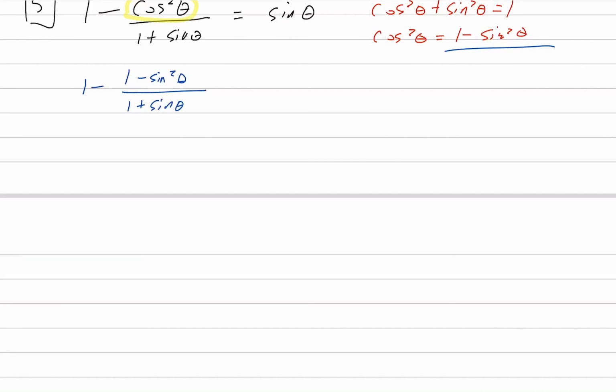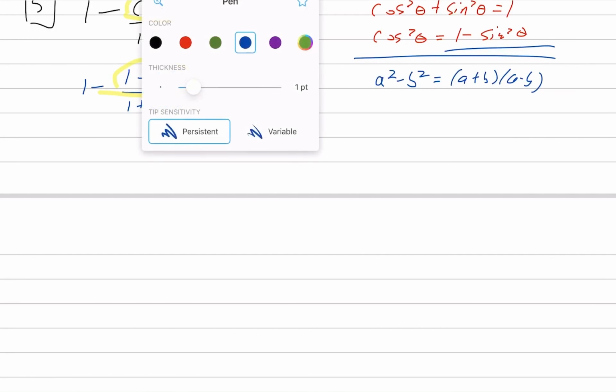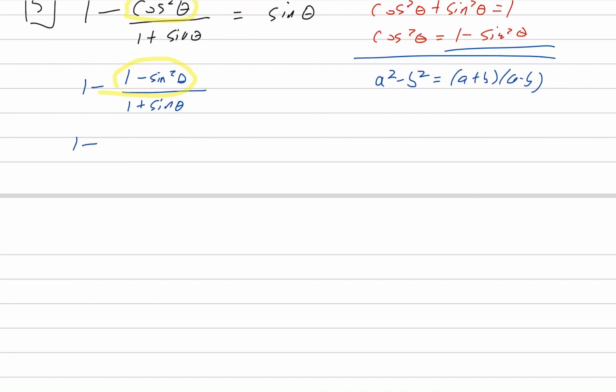Now for the second step, it says factor the numerator of the fraction from the previous step. So we want to factor this. Let me write it on the right side. This is the form a squared minus b squared, which is the same thing as a plus b, a minus b. So here a squared is 1, b squared is sine squared theta. If I replace that on the next line, we have 1 minus, 1 plus sine theta, 1 minus sine theta over 1 plus sine theta.